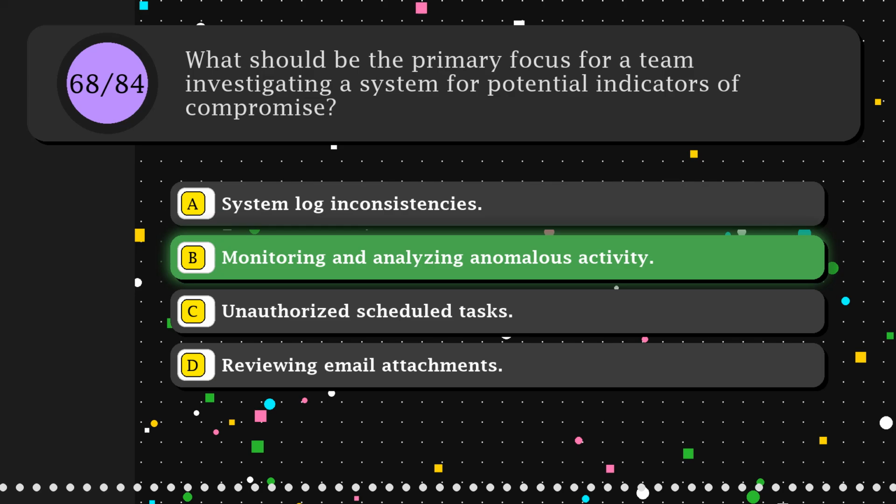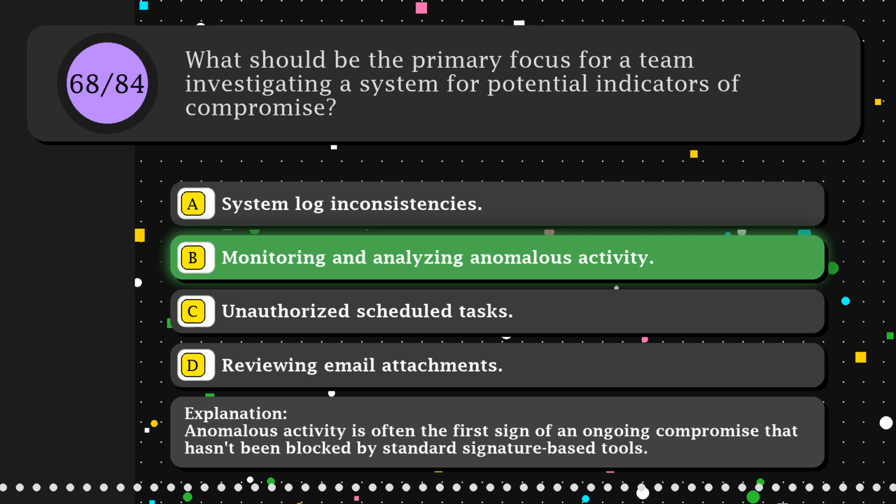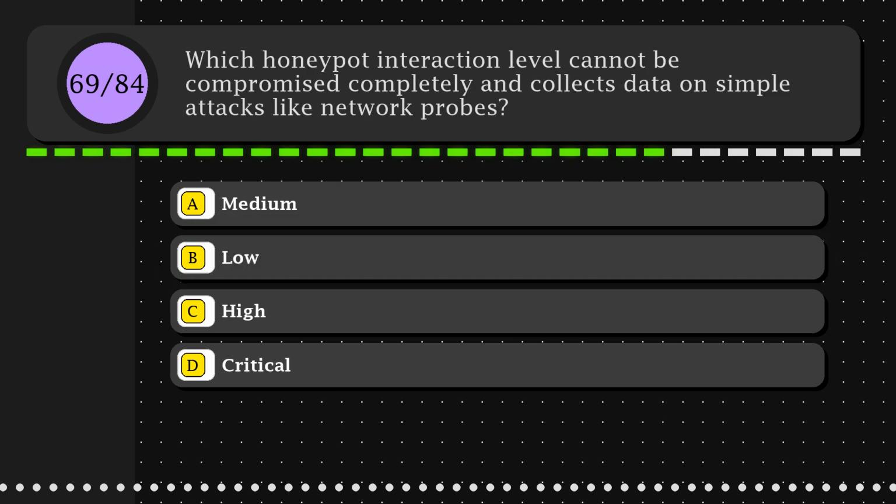The correct answer is option B, monitoring and analyzing anomalous activity. Anomalous activity is often the first sign of an ongoing compromise that hasn't been blocked by standard signature-based tools. Question 69. Which honeypot interaction level cannot be compromised completely and collects data on simple attacks like network probes?